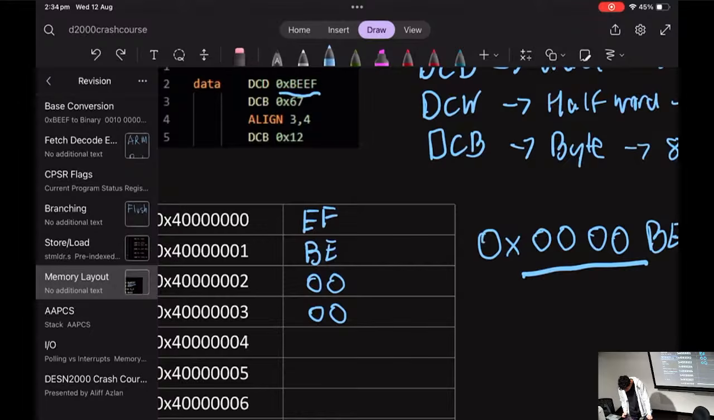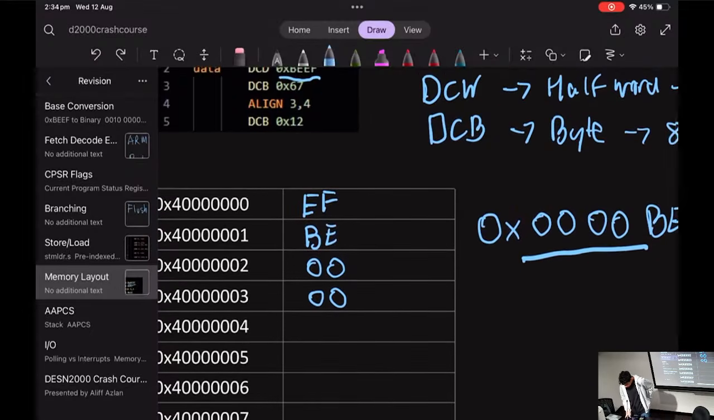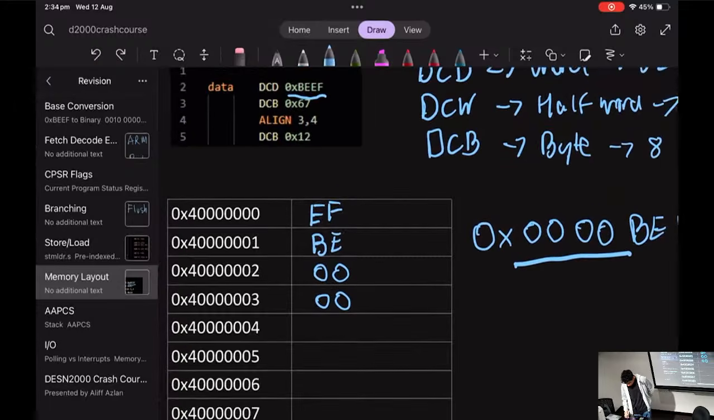Actually, this was not intentional. So DCB 67, what that does is that's 1 byte only, and since it's just 1 byte, endianness doesn't really matter too much. So we can just put the 1 byte here. Oops. So we have 0x67 there.